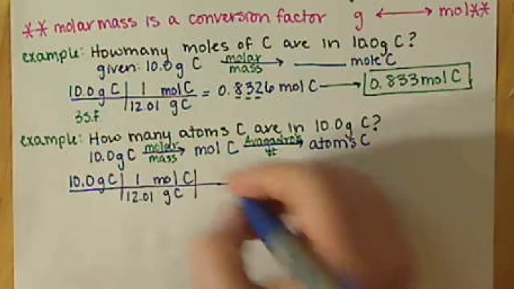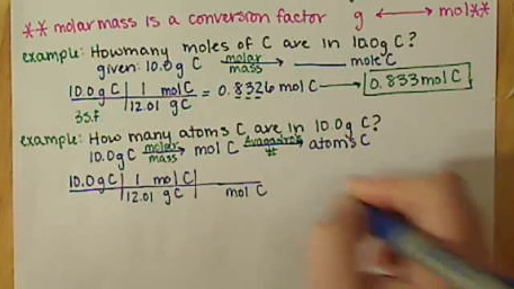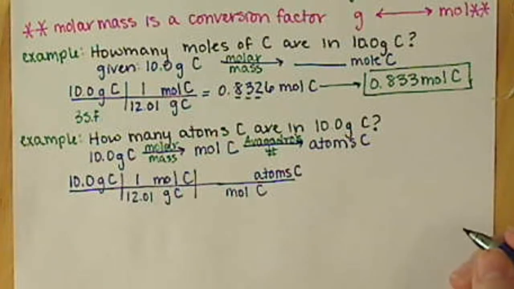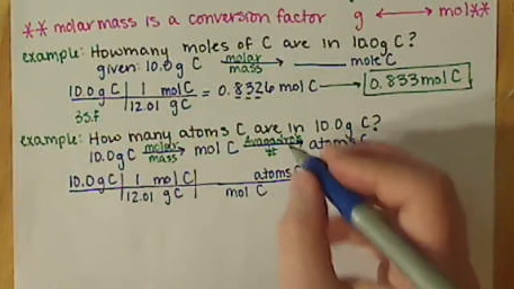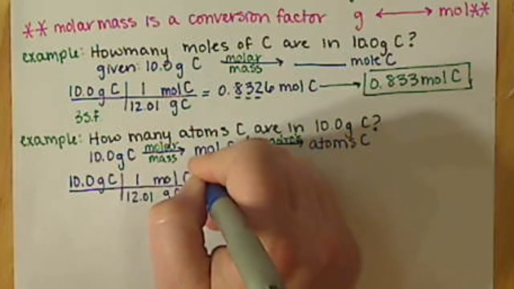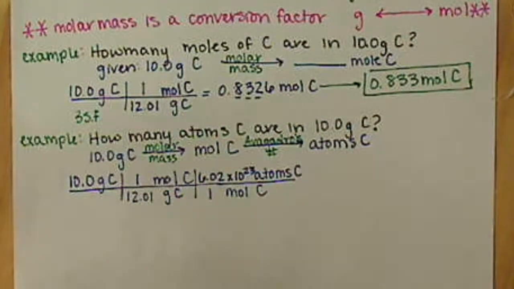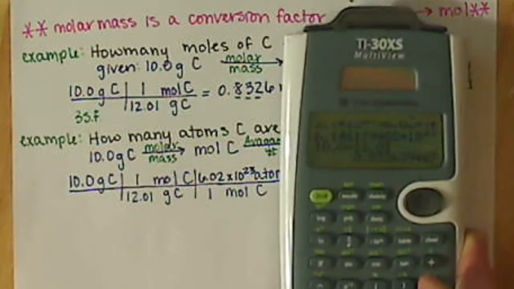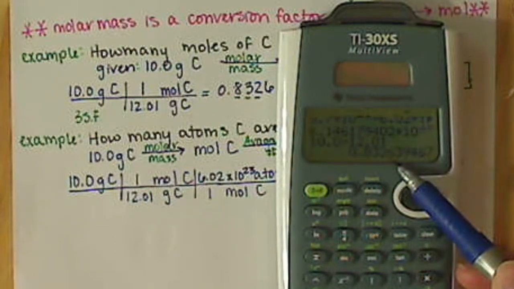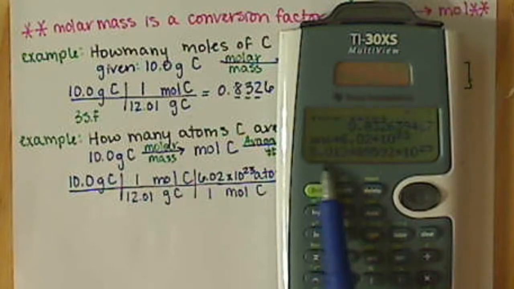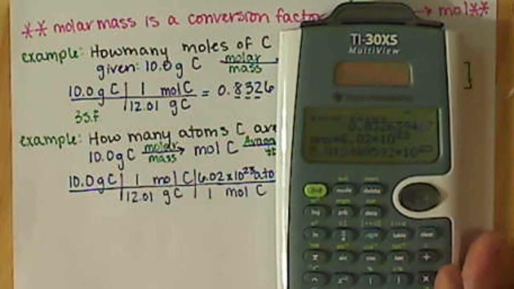We have moles of carbon up top, so we need moles of carbon in the bottom. And we want to go to atoms of carbon up top. And Avogadro's number, how we use it, we have 1 mole is 6.02 times 10 to the 23rd. So I still have my answer from the first one here, so I'm just going to take that and multiply by 6.02 times 10 to the 23rd. And I get 5.01 times 10 to the 23rd.